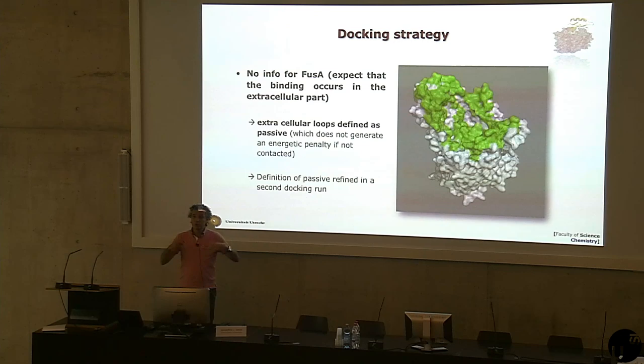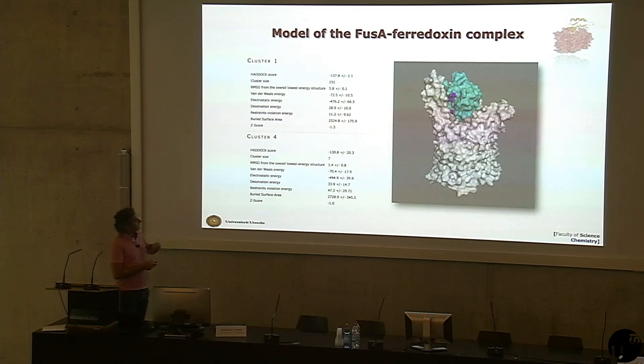And if you do that, this is the top two clusters that you are getting. So this is cluster number one, which is also the largest. If you look at the score, this is the HADDOCK score, this simple combination of electrostatics, van der Waals, desolvation. Look at the standard deviations. So you could not say that this is a much better solution than this one. They are overlapping. Okay, so actually you should look at both solutions. This is a view of the top solution.